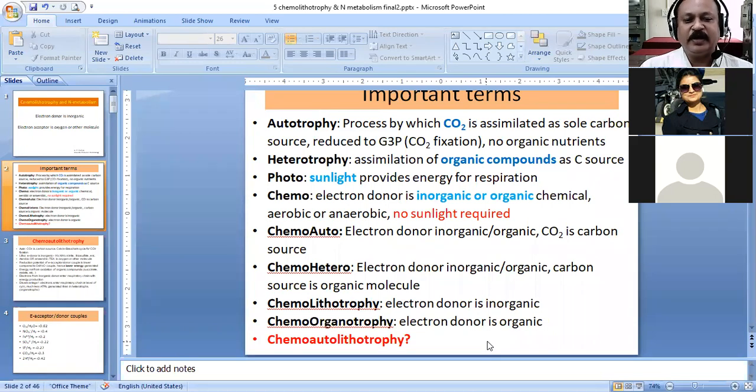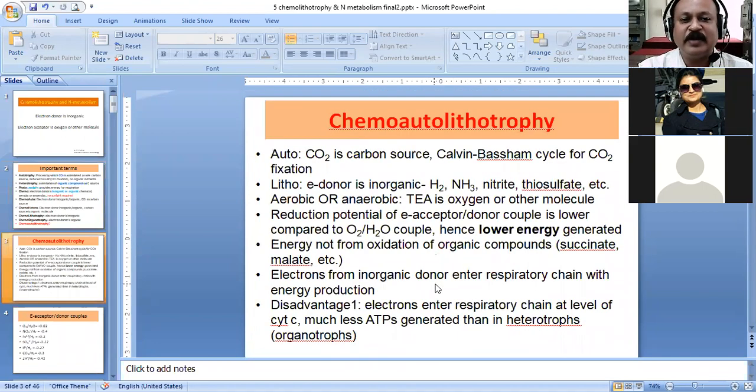That is the energy source. Okay, the source of carbon is CO2 because it is autotrophic. The word auto is there in this term. Okay, and chemo would actually mean the electron donor is either organic or inorganic, but the litho word is specifying that the electron donor is inorganic. Okay, so let us go to the next one.